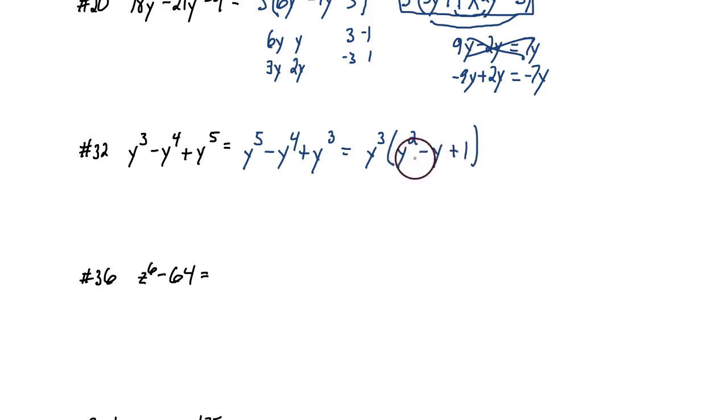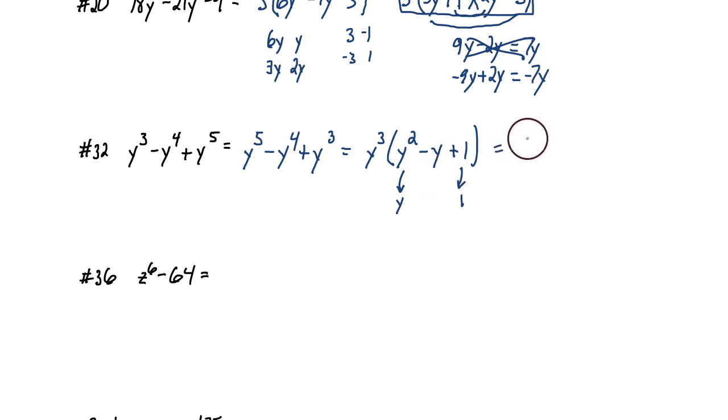Now let's inspect this trinomial. Is it the special pattern called a perfect square trinomial? It might be. The first term is a perfect square. Its square root is y. The last term is a perfect square. Its square root is 1. Let's check the middle term. Y times 1 is 1y, and twice that is 2y. But that does not have a 2y, so it's not a perfect square trinomial.